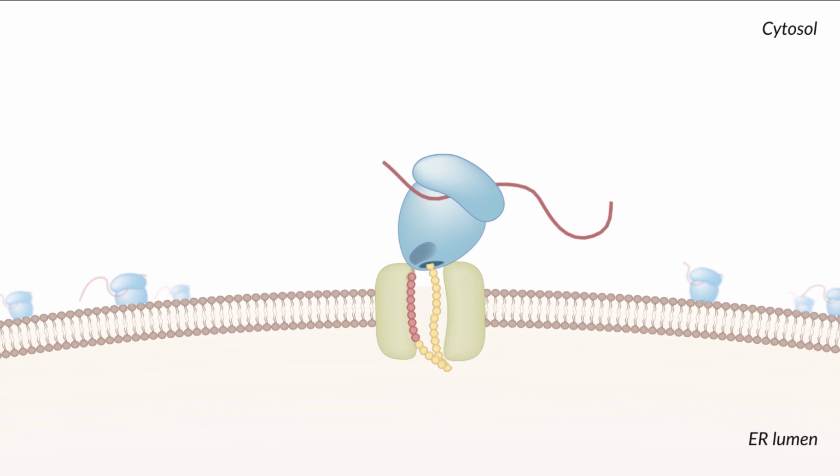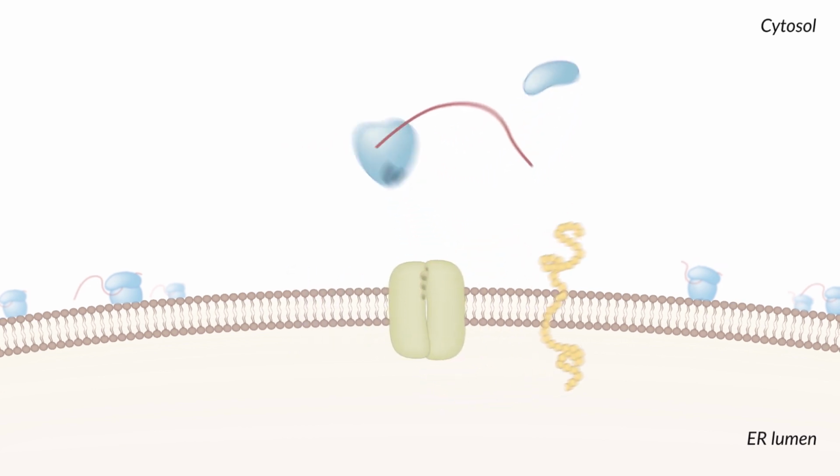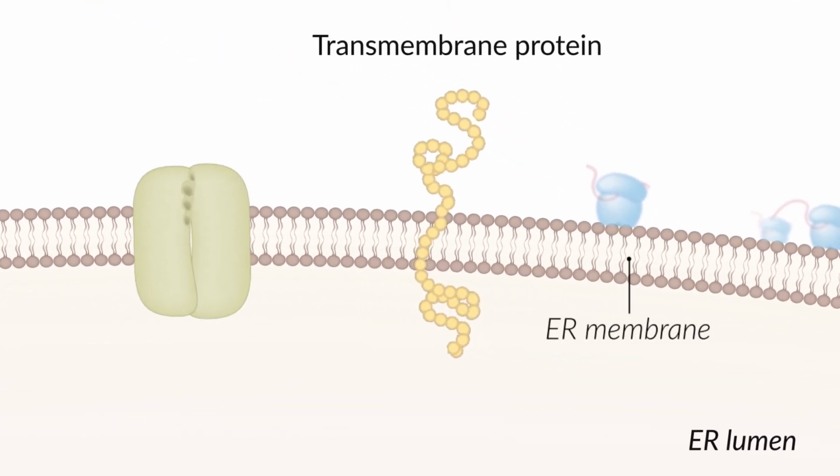One exception is transmembrane proteins. They're synthesized at the rough endoplasmic reticulum similar to lysosomal and secretory proteins. However, they leave the translocon laterally directly into the endoplasmic reticulum membrane instead of being released into the lumen.